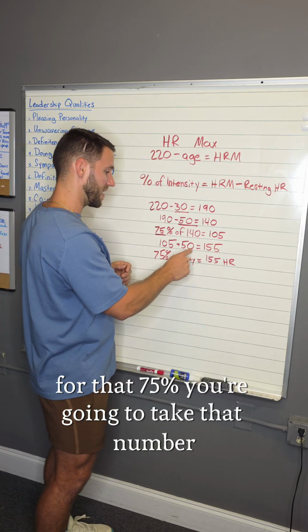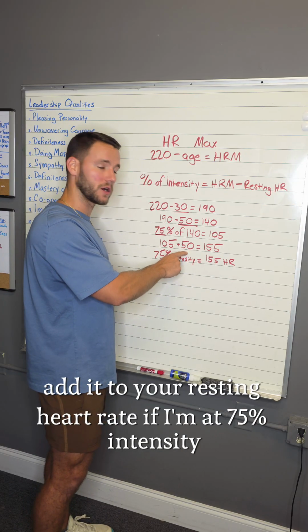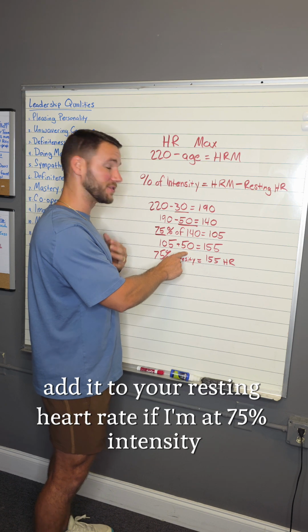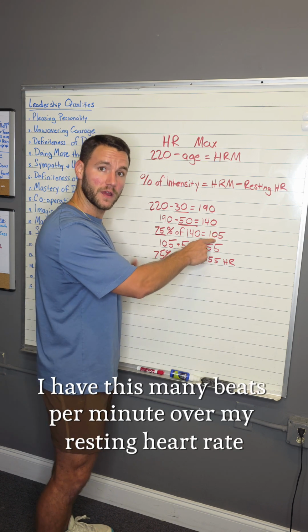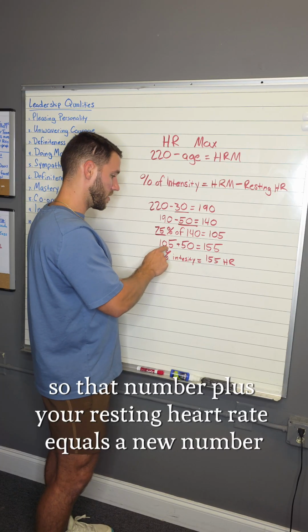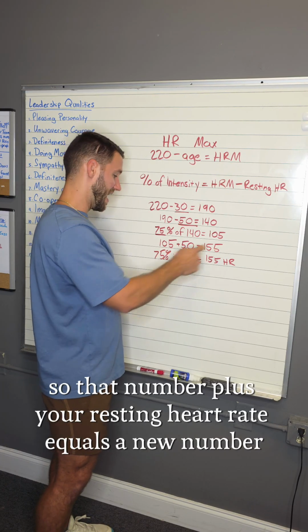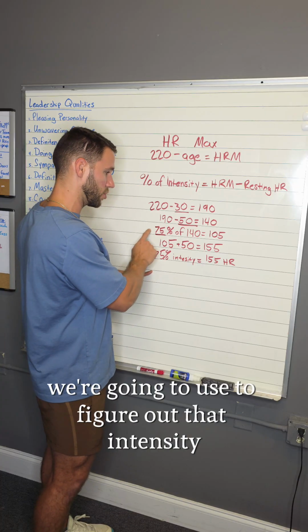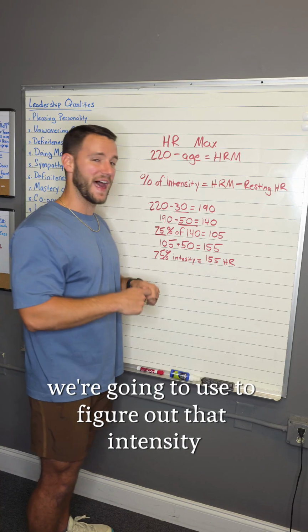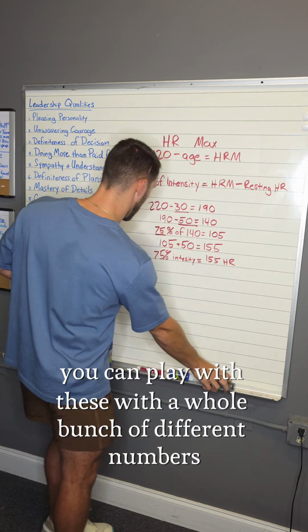You're going to take that number and add it to your resting heart rate. If I'm at 75% intensity, I have this many beats per minute over my resting heart rate. So that number plus your resting heart rate equals a new number. That new number is the percentage. 75% is what we decided we were going to use to figure out that intensity. You can play with these with a whole bunch of different numbers.